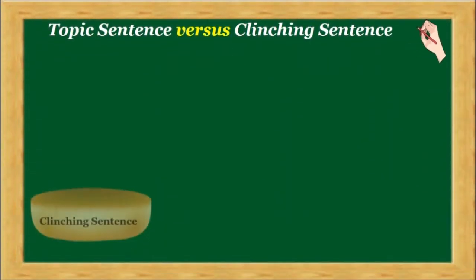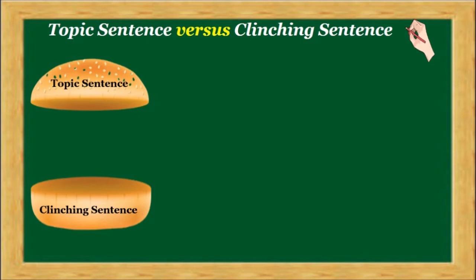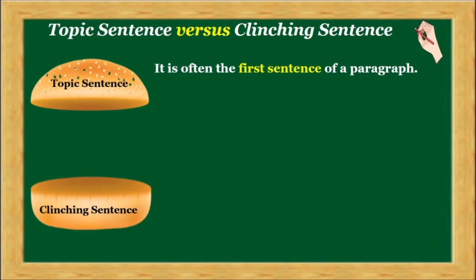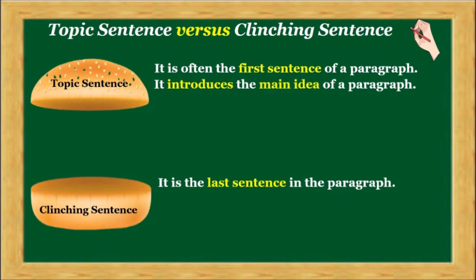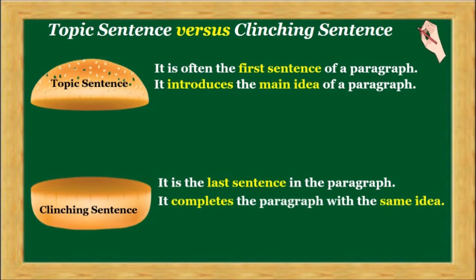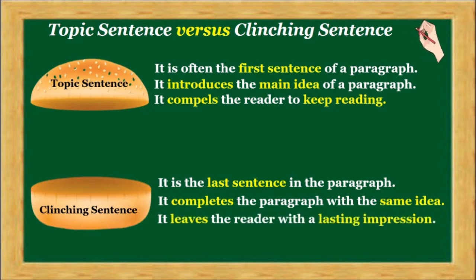If we compare the clinching sentence to a topic sentence, the clinching sentence is no different. The topic sentence is often the first sentence of a paragraph. The clinching sentence is the last sentence in the paragraph. While the topic sentence introduces the main idea of a paragraph, the clinching sentence completes the paragraph with the same idea. If the topic sentence compels the reader to keep reading, the clinching sentence leaves the reader with a lasting impression.